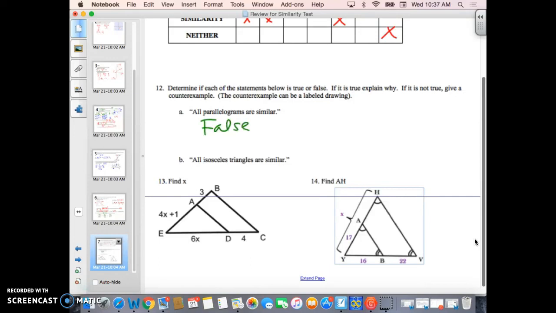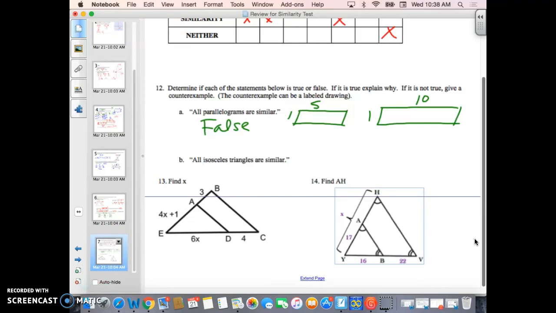And I can say that it's false because I could have this side length be 1 and this side length be 5, right? And then I could have a second parallelogram where this side length is 10 and this side length is 1. And you'll notice only one of the sides changed, okay?